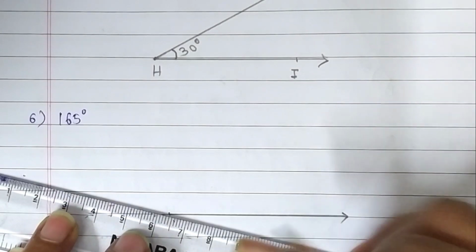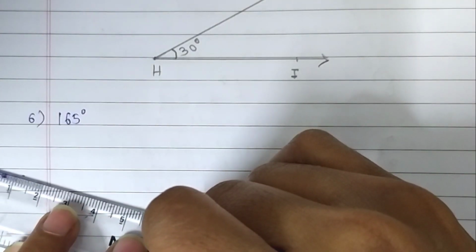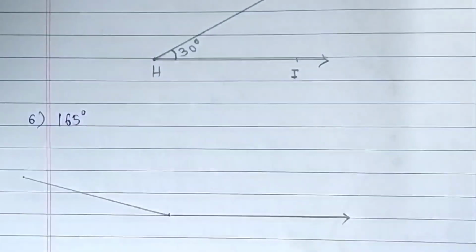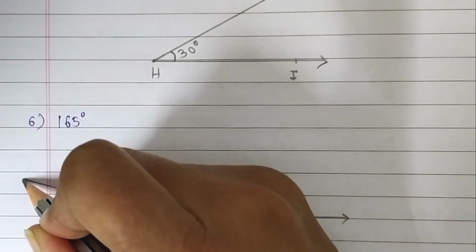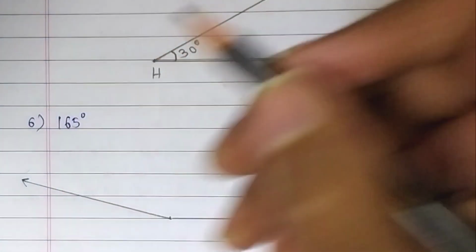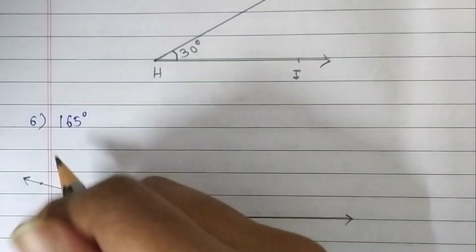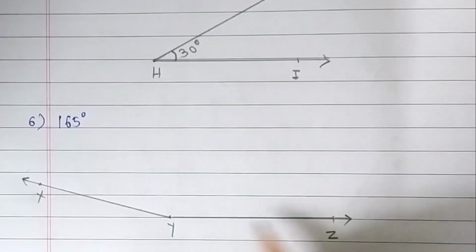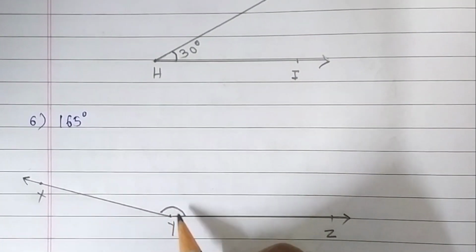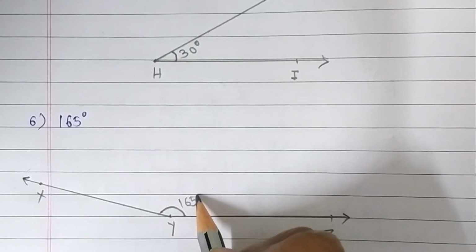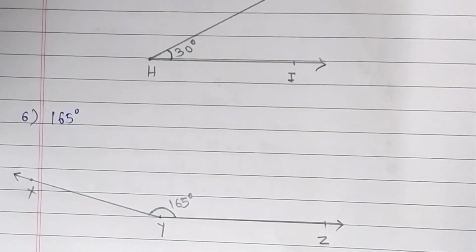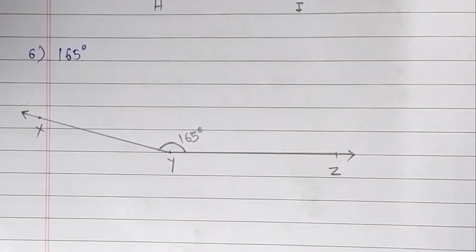Let's join these 2 points with the help of scale. Like this. Make an arrow here. Give the name to our angle X, Y and Z. Right here the measurement of our angle, 165 degree. Now the 7th question given to us is 45 degree.